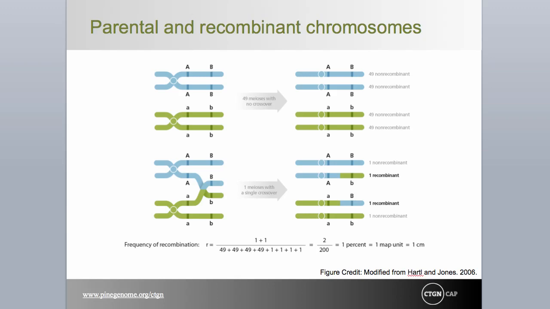This slide illustrates how chromosomal configurations in the meiotic products of 50 mother cells are used to calculate recombination frequency. Keep in mind that markers, identified here as A and B, both uppercase and lowercase, are used to identify whether a meiotic event is designated parental or recombinant.